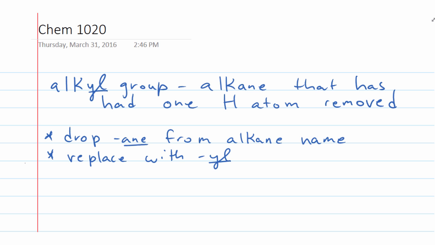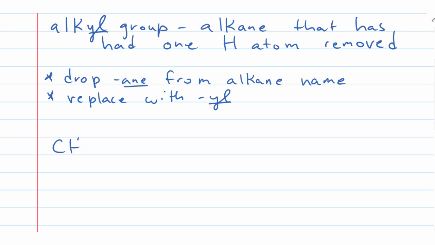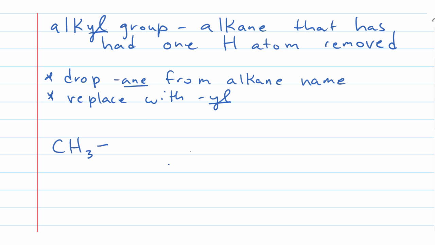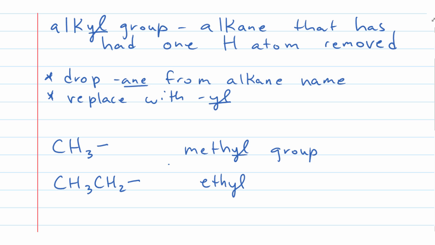So this alkyl group, we would write its formula as CH3, the dash, and the dash is there because it's going to make one bond still. What name would we give to this one? It's a methyl group, good. And this one here, CH3, CH2, and we'll show a dash because it's going to make one bond. This will be called ethyl. This here is an ethyl group.